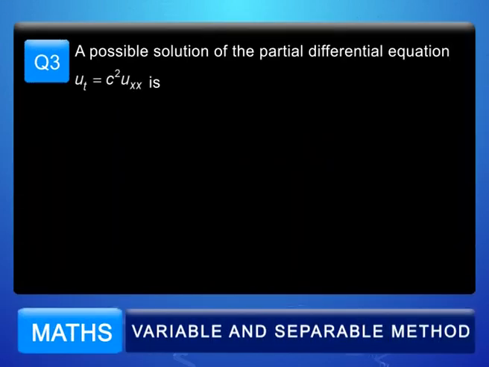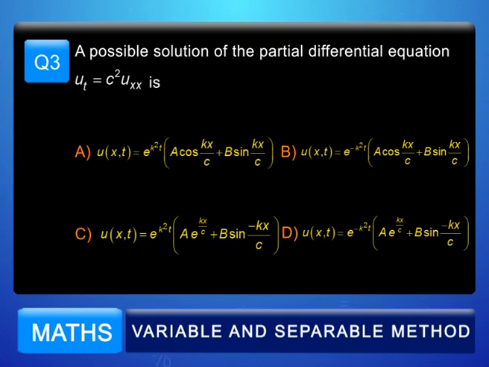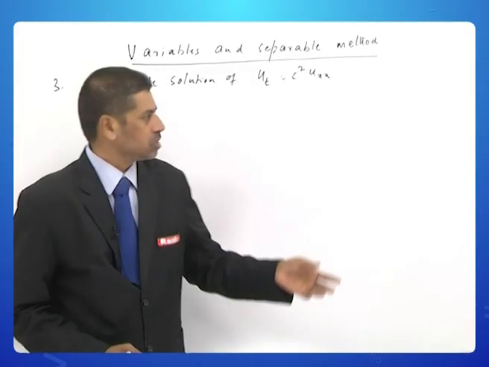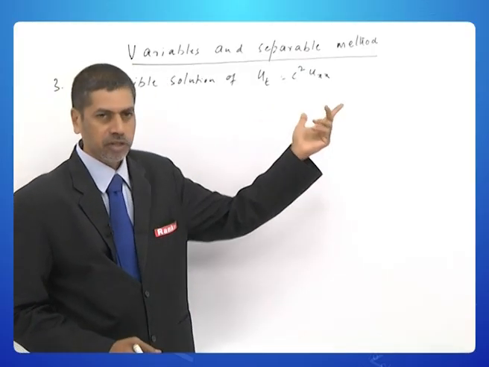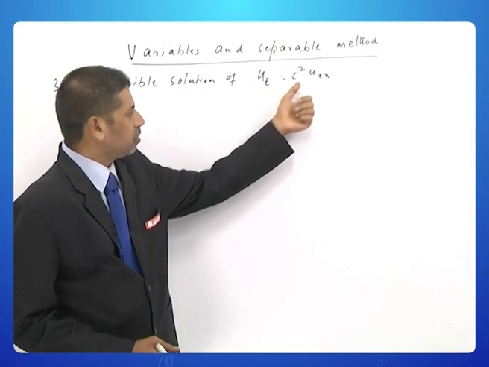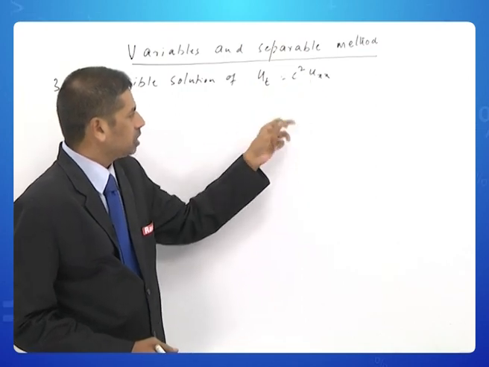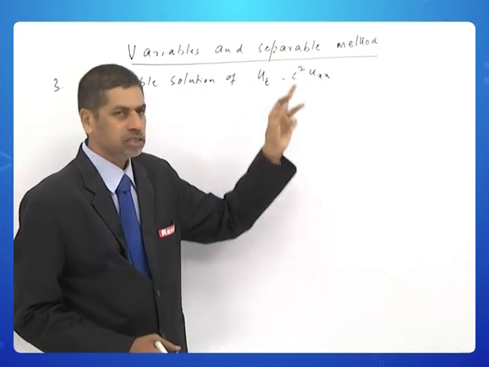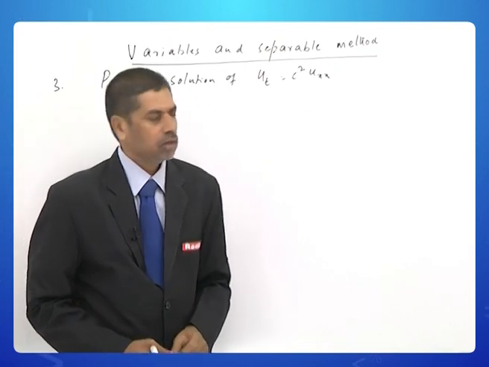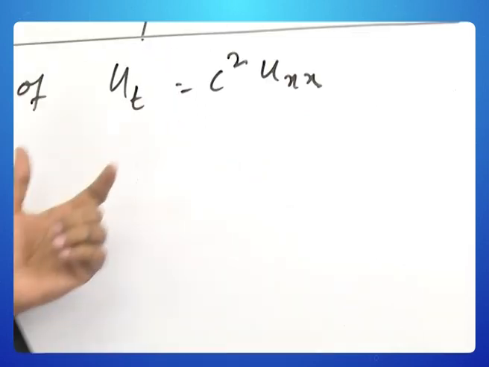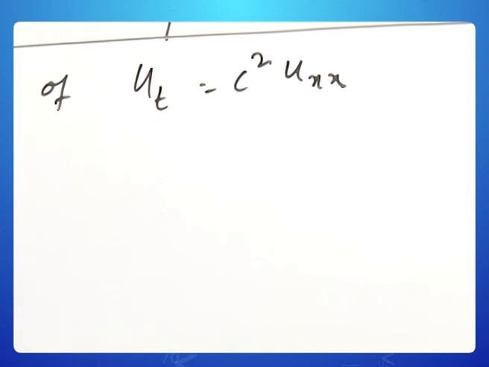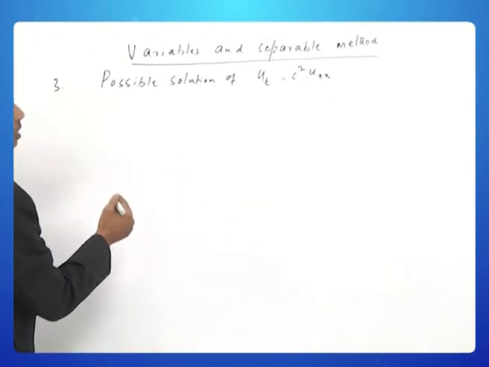Question number 3. What is a possible solution of the partial differential equation u_t is equal to c square u_xx? Now, this is the famous one-dimensional heat diffusion equation, where u is a variable of temperature, t is a variable of time, and x is the variable of position. Well, this can be solved using the method of separation of variables.